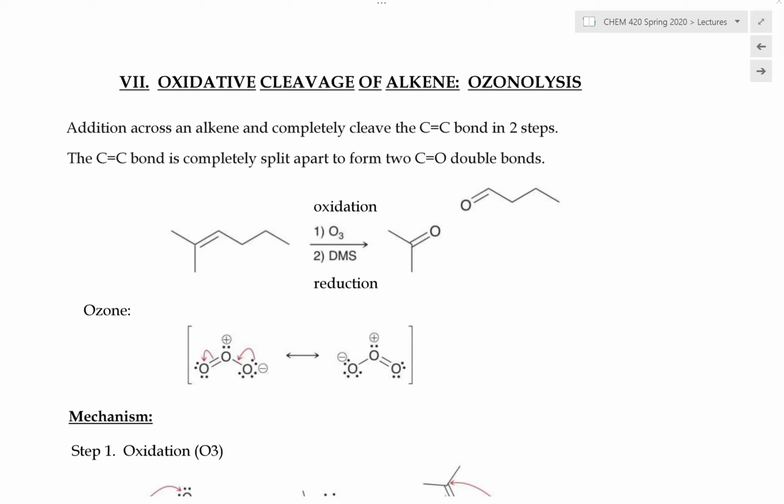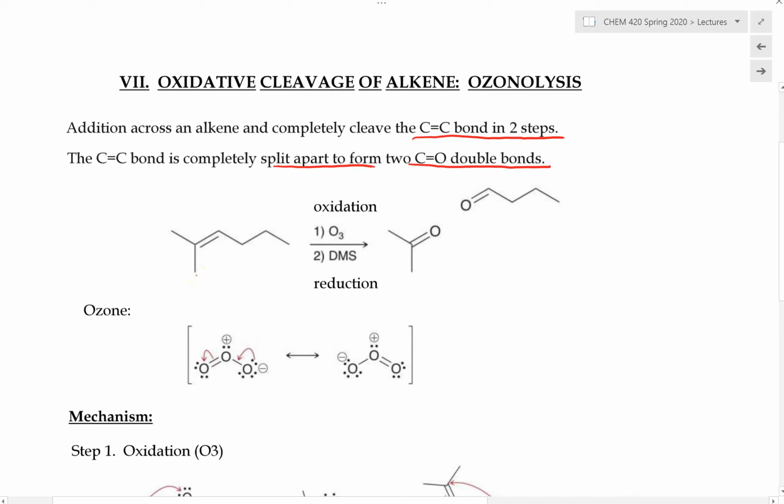Hi, in this lecture video, I will be discussing an oxidative cleavage of an alkene that is known as ozonolysis. This is another type of addition reaction of alkene in which it completely breaks the carbon-carbon double bond in the alkene in two steps. Again, the carbon-carbon double bond is completely split apart, and it is then converted into two carbonyl groups.